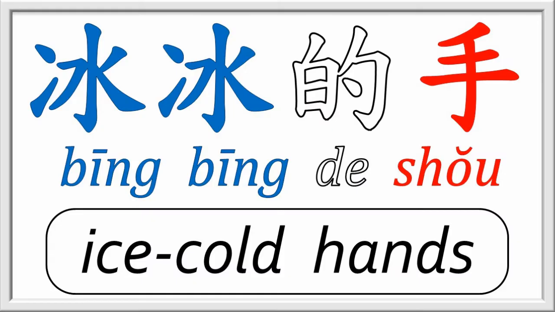If we double the ice and add the particle de, we can make the expression icy, as in ice-cold hands, 冰冰的手. This next character is unrelated to water, but it's an easy-to-write and useful character, originating from the drawing of a cave entrance. The Chinese often lived in caves and still do in some areas of the country, and many characters will attest to this. Anyway, this easy character is pronounced fourth tone, ru, and means to go in or to enter.